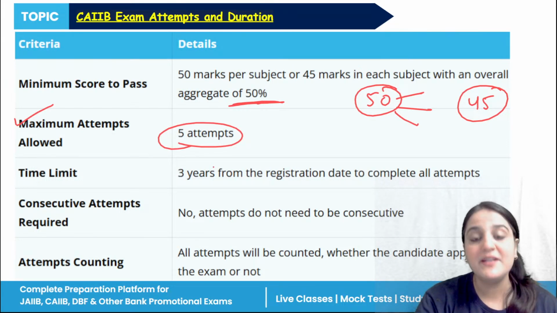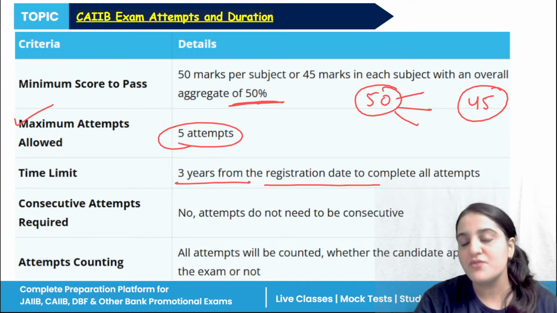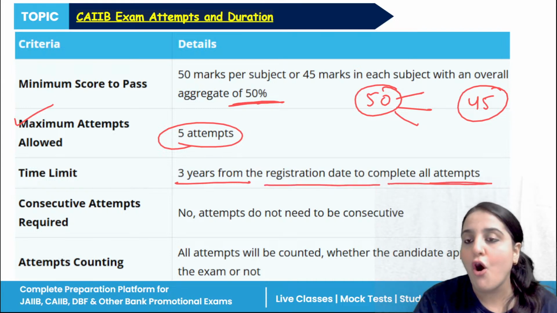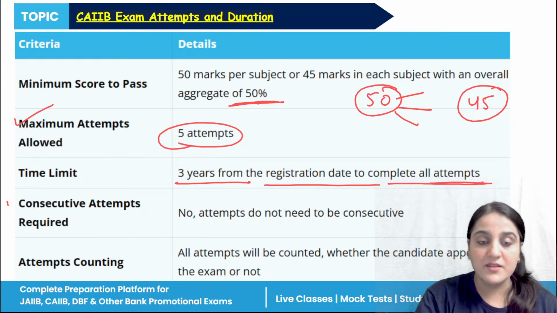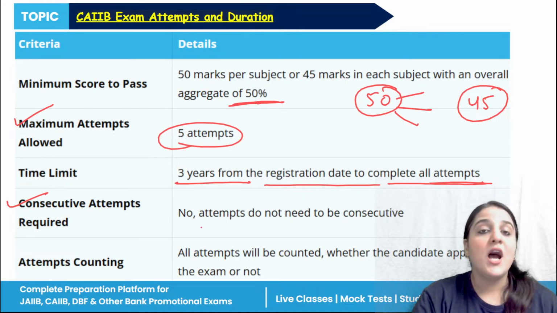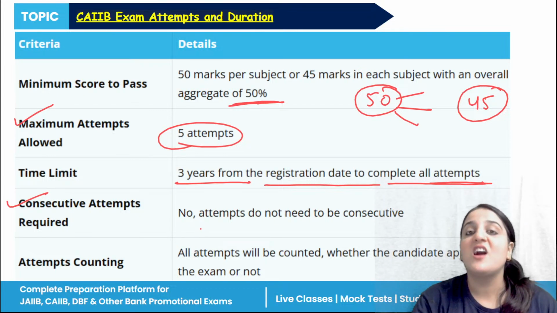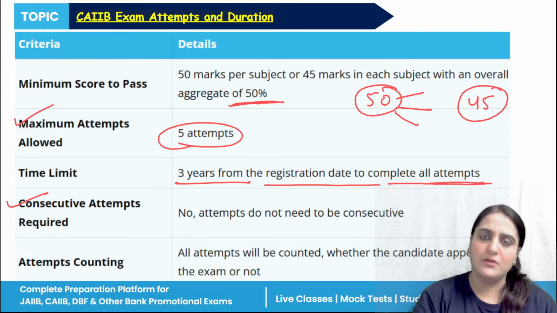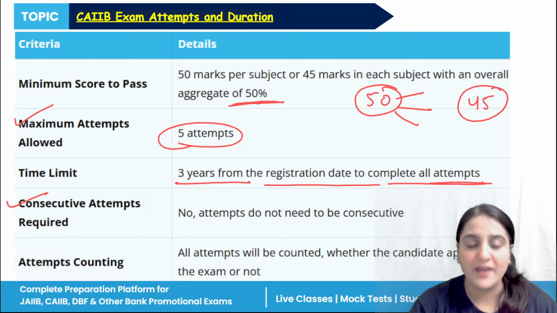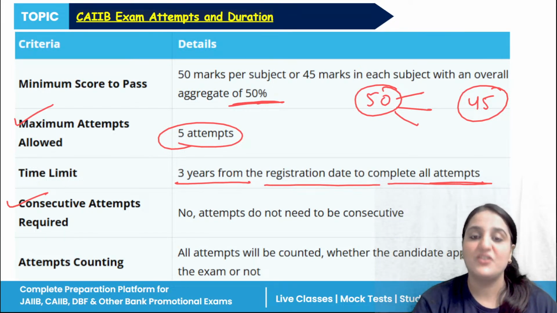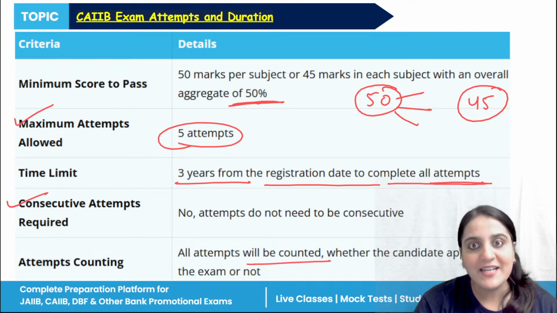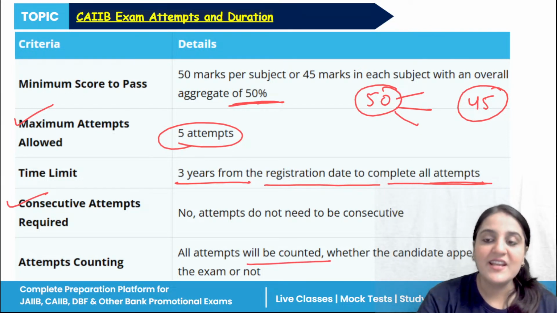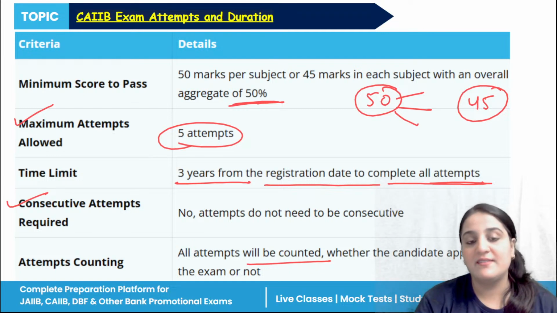What is the time limit? 3 years from the registration date to complete all the attempts. Consecutive attempts required? No. Attempts do not need to be consecutive. You can attempt according to your choice, but the time limit is only 3 years or the 5 attempts, whichever is earlier. All attempts will be counted whether the candidate appears for the exam or not.